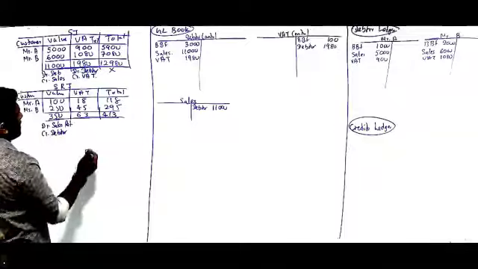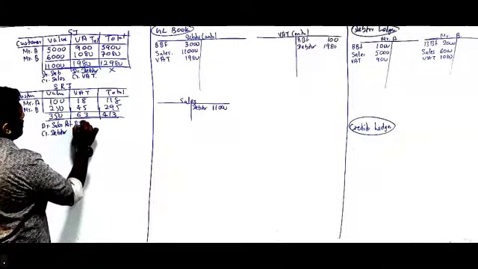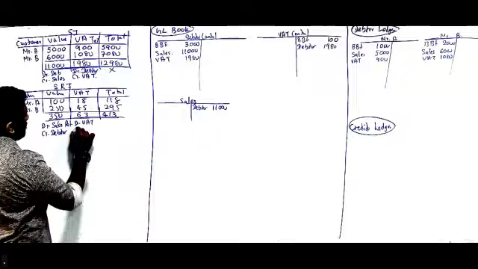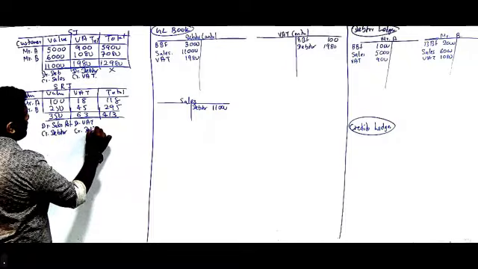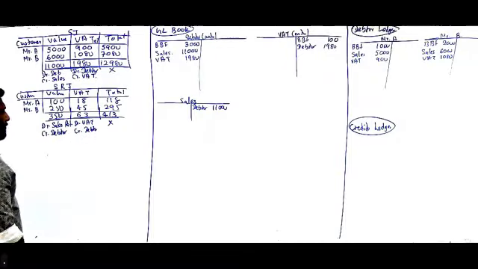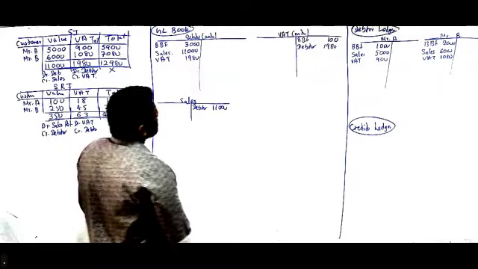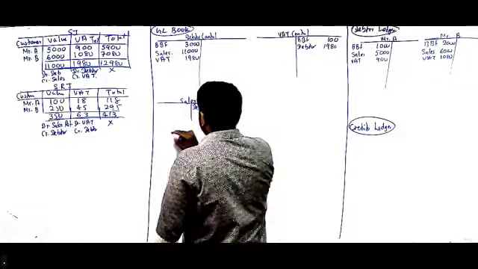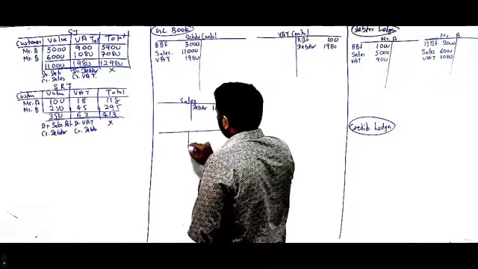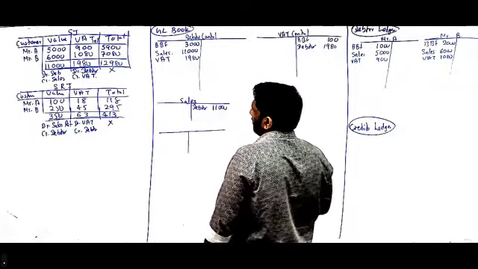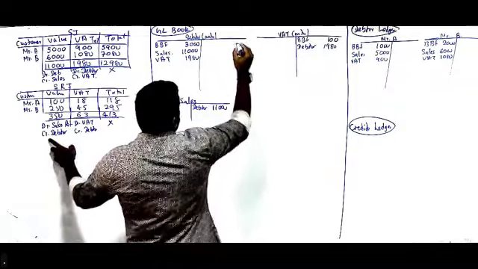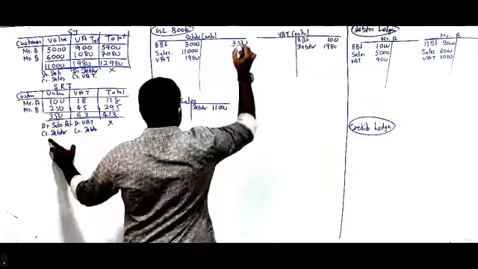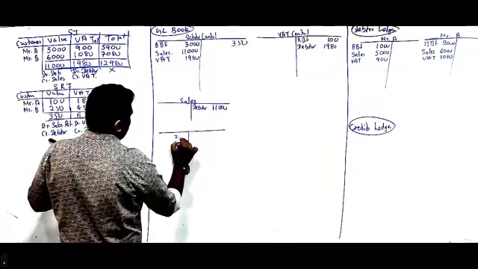VAT also put the opposite. Debit the VAT. Credit the debtor. This one no entry. So go and put it in the GL book. Debtor account credit 350. Sales return account debit 350.